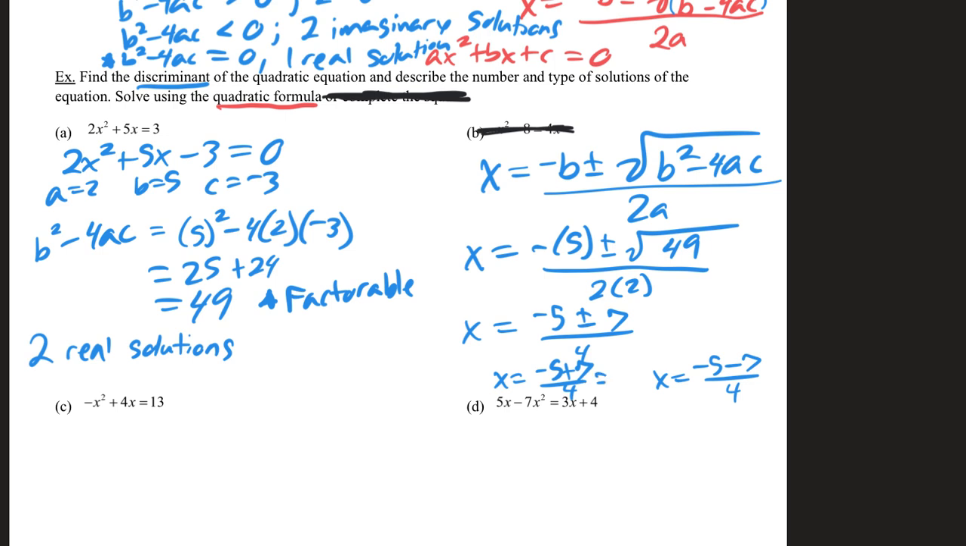Negative 5 plus 7 is 2. 2 divided by 4 is 1/2. So there's one answer. Negative 5 minus 7 is negative 12. 12 divided by 4 is 3. So then negative 3 is my other answer. And because those answers don't have radicals in them, that's another way you know that the original problem, which we already knew because of the discriminant, is factorable.